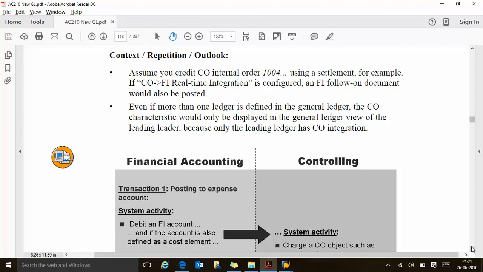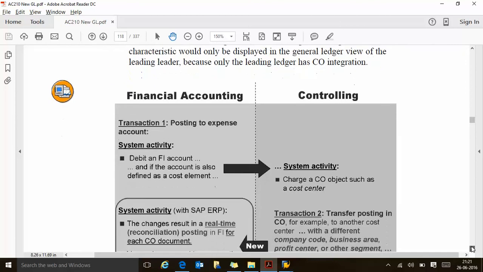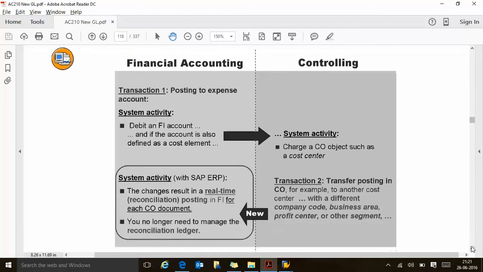Assume you credit a CO internal order using a settlement. For example, in FI, CO to FI real-time reconciliation is configured. An FI follow-on document would also be posted. If more than one ledger is defined in the GL account, in the GL, the CO characteristic would only be displayed in the GL view, because the leading ledger has the CO integration. So this is how it looks.